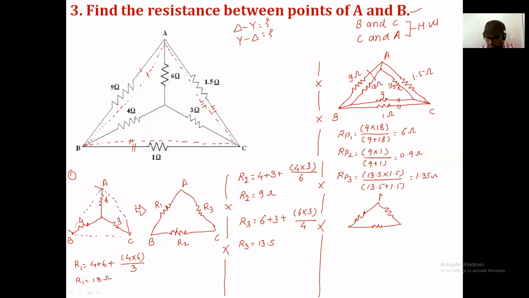This point is your A, this is B, this is C. RP1 is in between point A and B, so I say that 6 ohm. RP2 is 0.9 ohm and RP3 is 1.35 ohm. Now once we get this triangle, then whatever the question may be. Now our question is to calculate the resistance between the points A and B. Now give me that. What is the resistance between A and B? How can you calculate it?